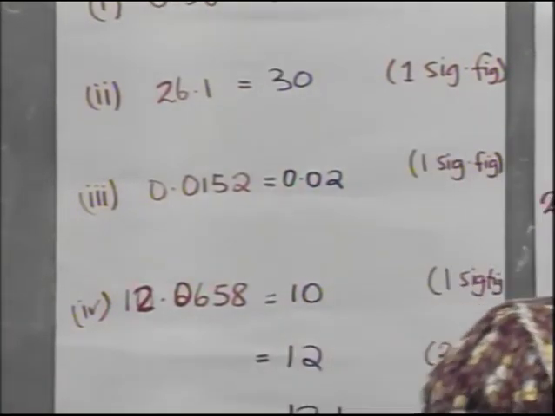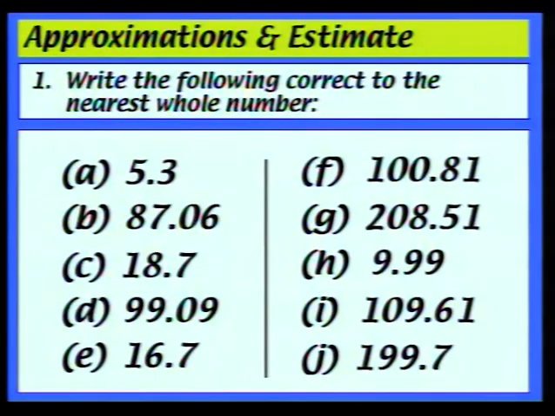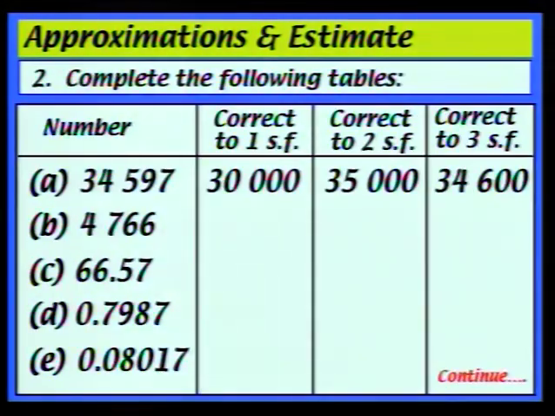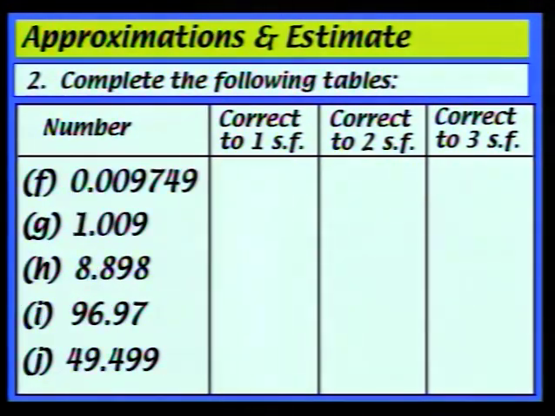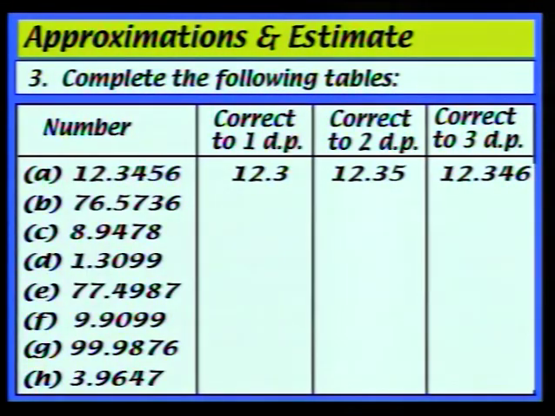Okay, your homework is exercise A. Write the following correct to the nearest whole number. And exercise B, complete the following tables. The first one is based on significant figures. The second is decimal places. You'll just do those ones, A, B, and C.